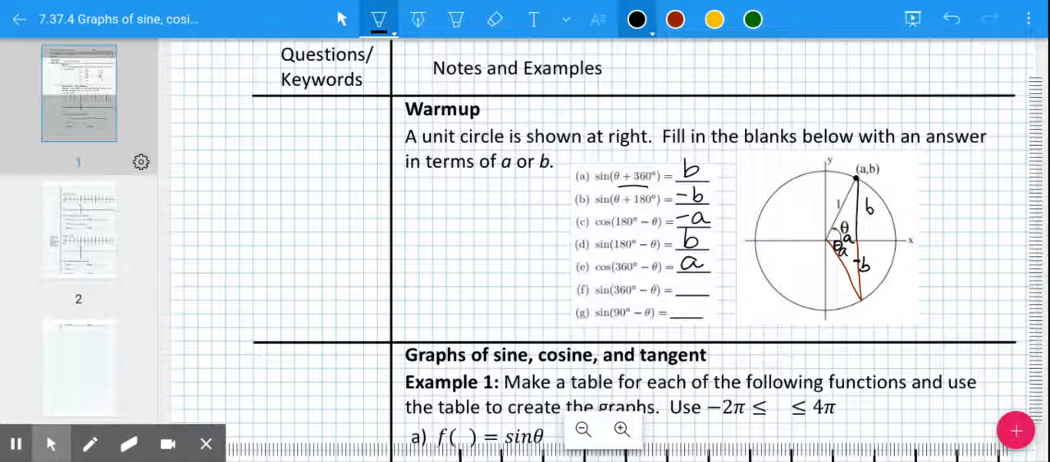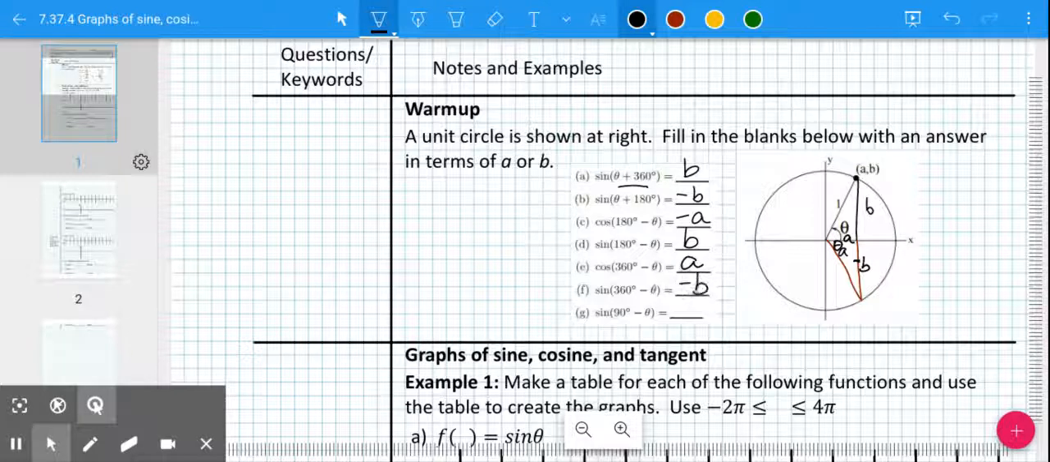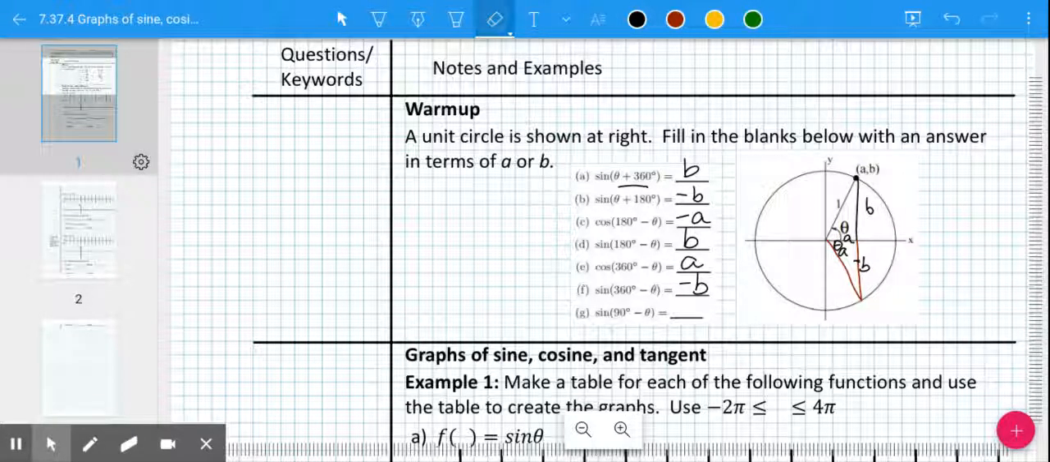Same triangle, give me your answer to F. And in part F, since it's the same triangle, of course, that would be a negative B. Now, this last problem is kind of tough. So I'm going to go ahead and erase everything I have here. We want to do in this problem sine of 90 minus theta.